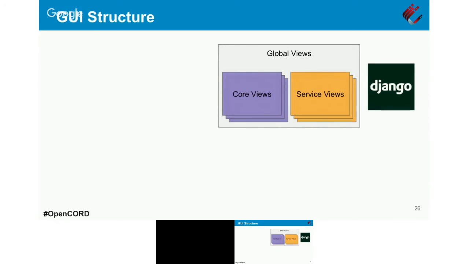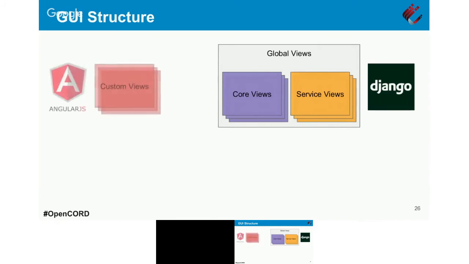This is more or less the structure we have in the system. We have these global views generated by Django, and then we have a set of custom views that are defined in AngularJS. The main difference between the two is that we can quickly generate these global views without caring about HTML, CSS, and styling process.